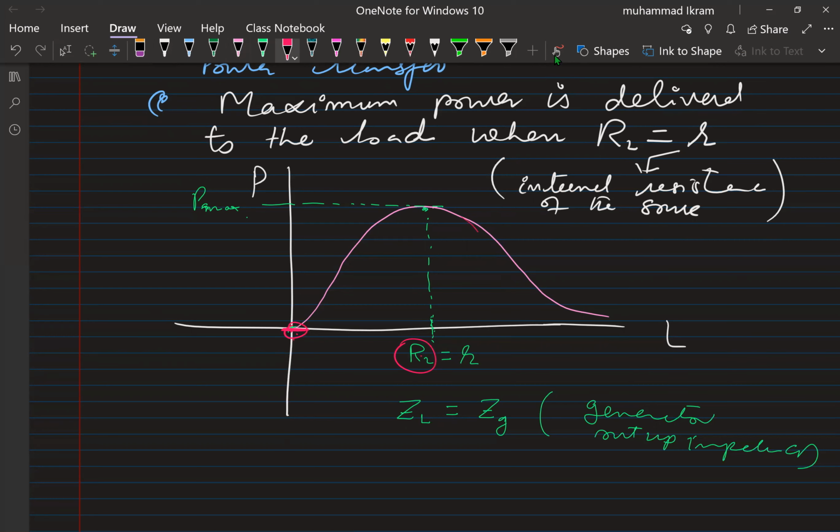But if the load resistance increases, then a stage will be reached where the power transfer will again become 0. Why? Because if the load resistance is infinite, then it will limit the current to 0. And if the current is limited to 0, power is equal to I square R, and then there will be no power delivered.